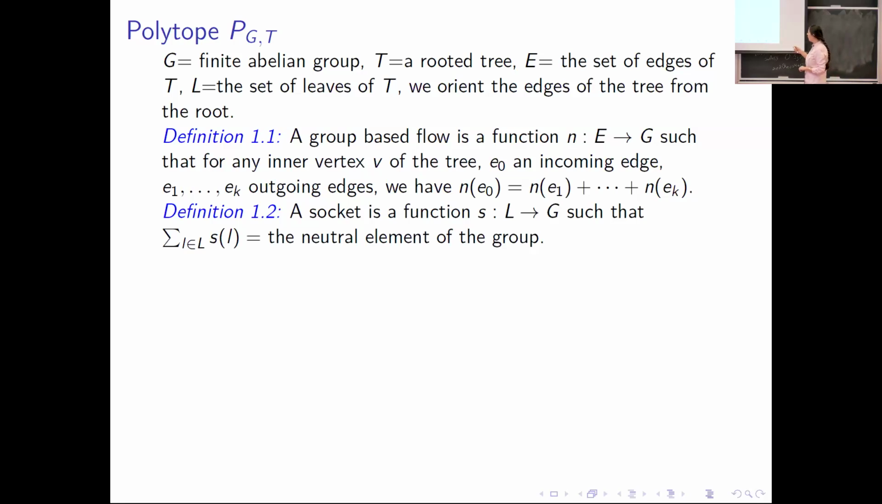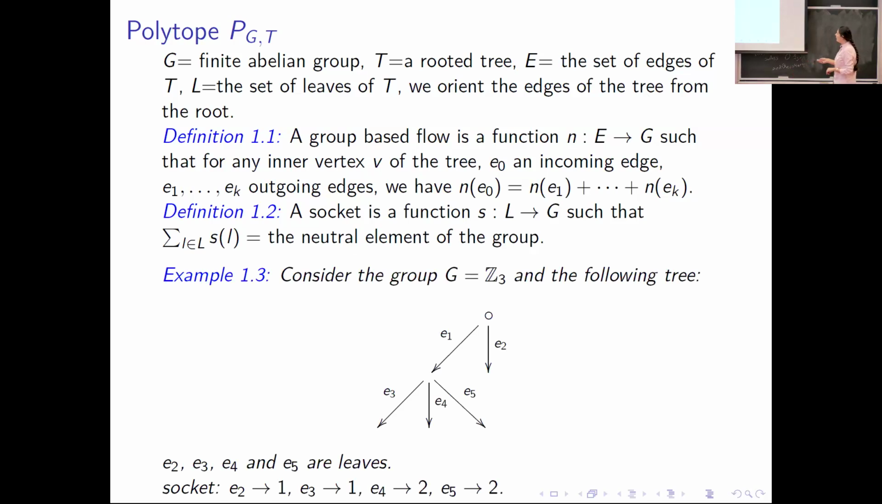And the second one is for a socket. So this is a function defined on the leaves and takes values in the group G, such that whenever I take the sum of the associated elements for the leaves, I get the neutral element of the group. And here is one example.